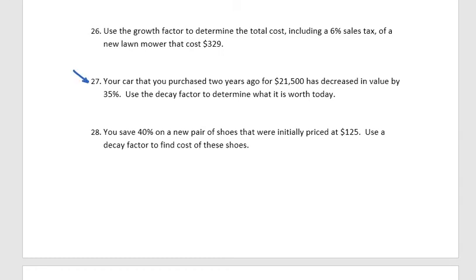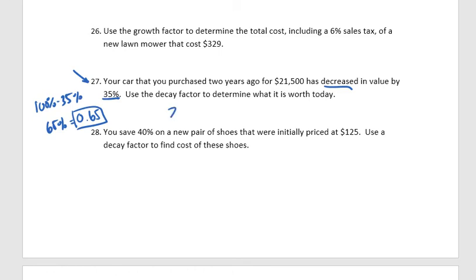Question 27. Your car that you purchased 2 years ago for $21,500 has decreased in value by 35%. We want to use a decay factor here to determine the worth. So if it decreases by 35%, we're going to start with 100%, take that 35% away, which will give me 65%. Now, as a decay factor, I want to write that as a decimal. So that's 0.65. The reason is because I go from percent to decimal, I move it 2 to the left. So here's my decay factor, 0.65.